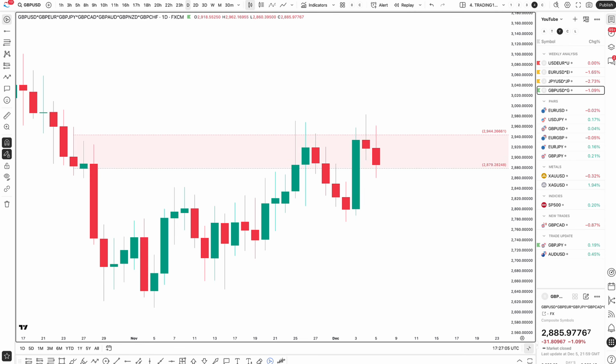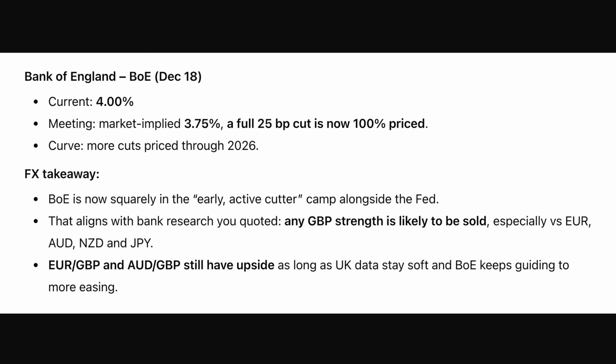The Bank of England are looking to cut rates, so we've got here that the market implied 3.75%, a full 25 basis point cut now is 100% priced, and more cuts priced through 2026 at the moment. And it says here that the Bank of England is now squarely in the early active cutter camp alongside the Fed. That aligns with the bank research that I quoted. Any pound strength is likely to be sold, especially versus the euro, the Aussie, the New Zealand dollar, and the yen. And the euro-pound and Aussie-pound still have upside as long as UK data stays soft, and that's really the key, and as long as the Bank of England keeps guiding to more easing.